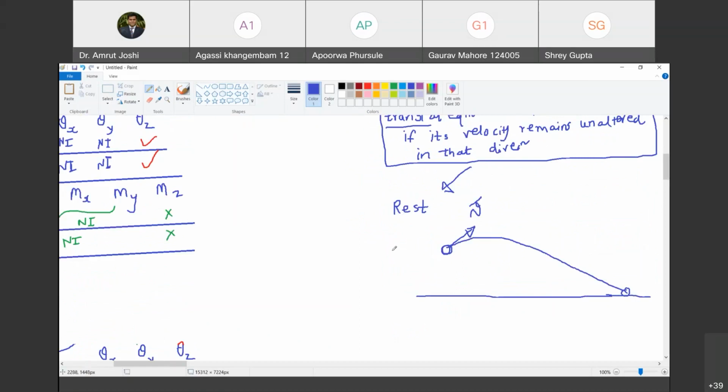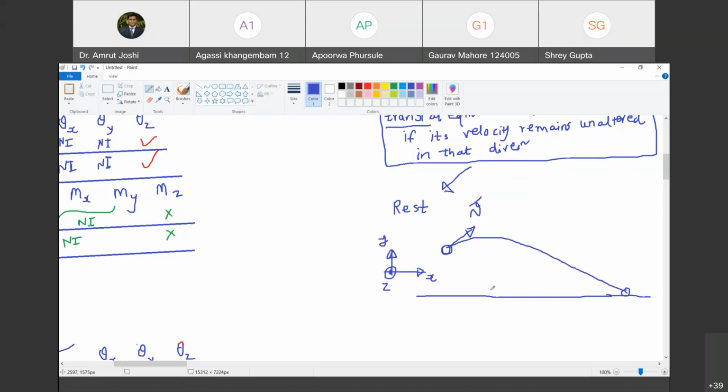The answer cannot be as simple as that. We are neglecting air resistance. Look, this is x, this is y, and coming out of the plane of the board is z. We will talk about the translational equilibrium of the body about x, y, and z directions. Happy? Yes, sir. As the body travels along this path, is it moving in z direction? No, sir.